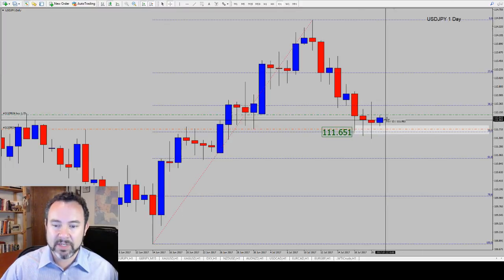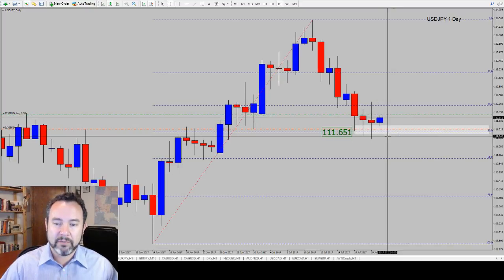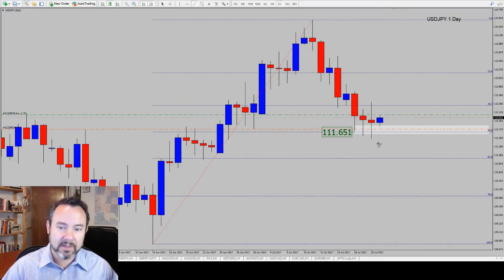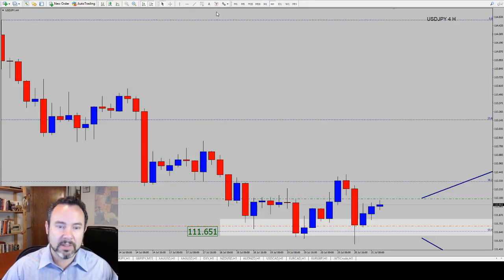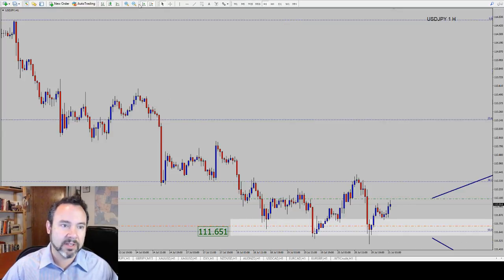If we get down beneath that, and it's not that far away, we're talking 35, 40 pips. If we break beneath this, all bets are off for the dollar yen. We could see it push lower, but I'm going to like it to the upside. So let's boil this down a little bit more. Here's the 4 hour. I like to watch these on the hourly.